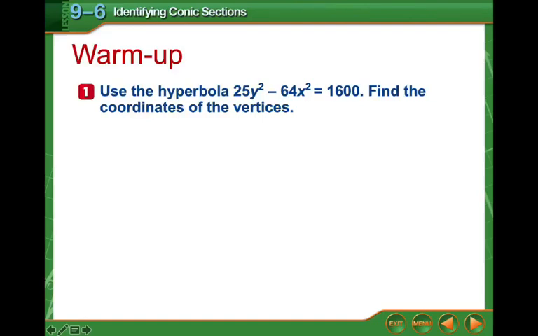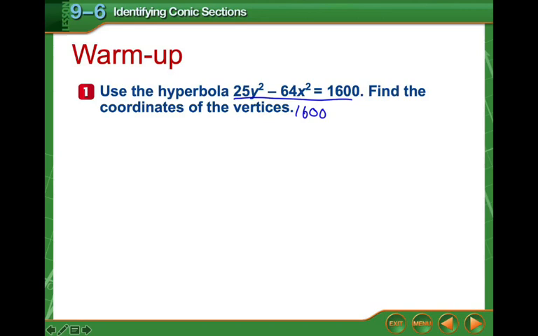Alrighty, hopefully you guys have gotten this warm-up done. So we know it's a hyperbola, it tells us that, and we want to find the coordinates of the vertices. So what we need to do is get it into the standard form for a hyperbola so we can then figure out what those vertices are from the formula, or from the base form. So the only thing we have to do is divide everything here by 1600.